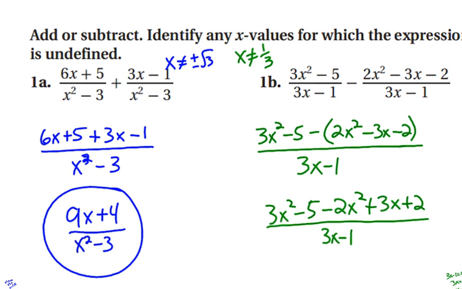Combine all of your like terms. We end up with an x squared. We have a plus 3x. And we have a minus 3 all over 3x minus 1. And that is our final expression when we subtract those two.